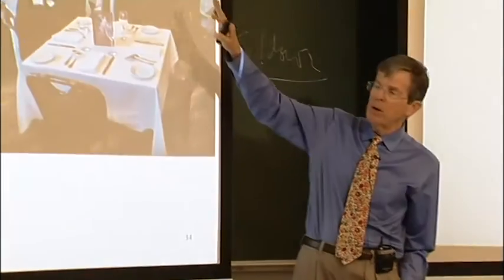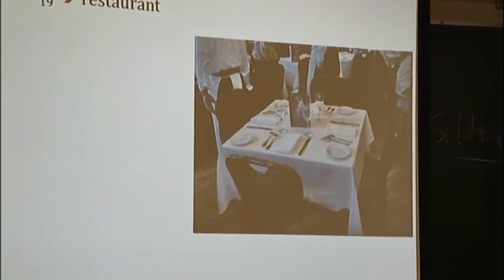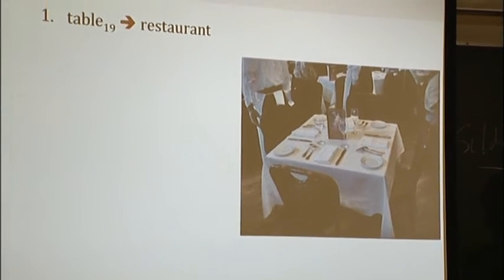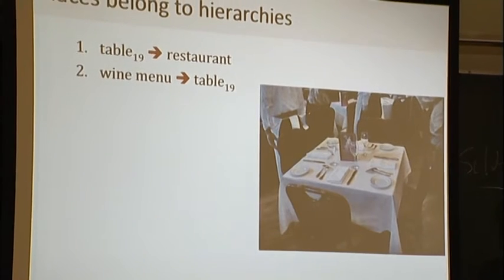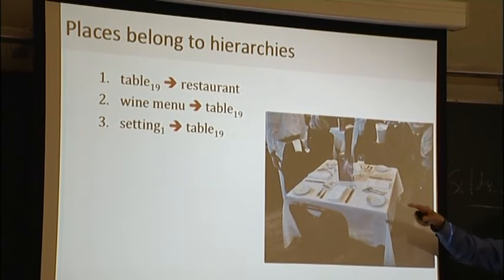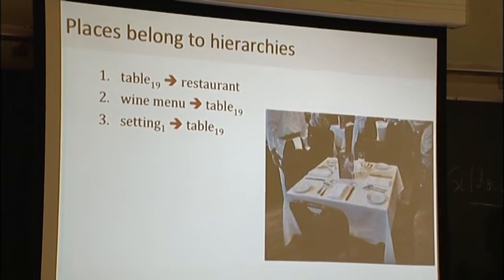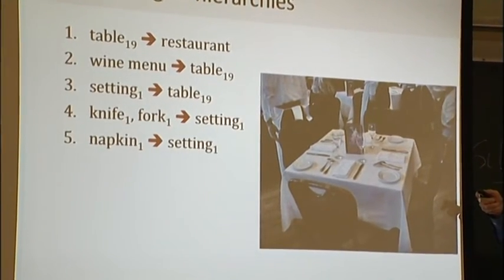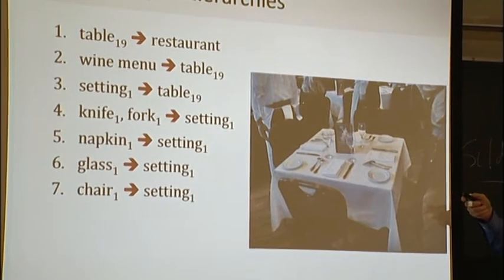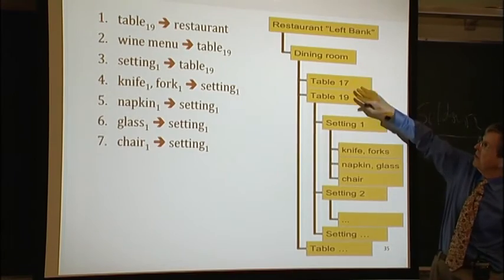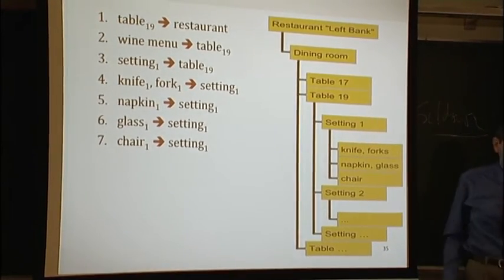One of the points here is that places belong to hierarchies. And so I'm going to take the Left Bank here as an example, and we're going to look at the table. So this table here, let me call it table number 19, belongs to this restaurant called the Left Bank. But there's the wine menu. This wine menu belongs not to just any table, it belongs to table 19. And the setting here, this one over here, remember setting one, belongs to that table. So table 19 has a setting one. And there are knives and forks at that setting, and there are napkins at that setting. There's a glass at that setting. There's a chair at that setting. And this is really the way the hierarchy looks. So it says there's a restaurant, there's a dining room, there's a table 19, and here's the first setting, and it's got all these things at the setting.